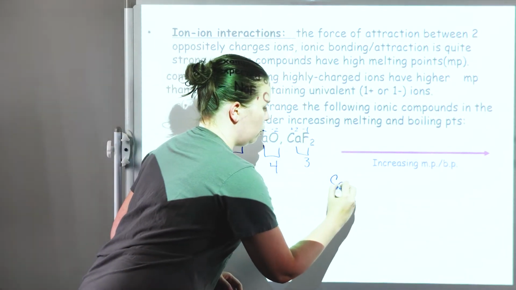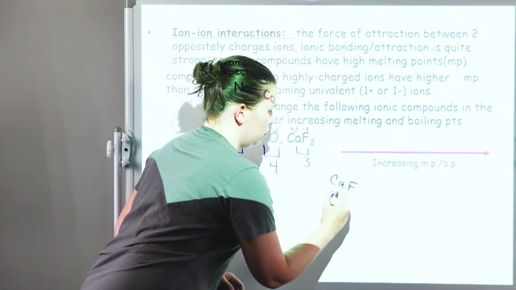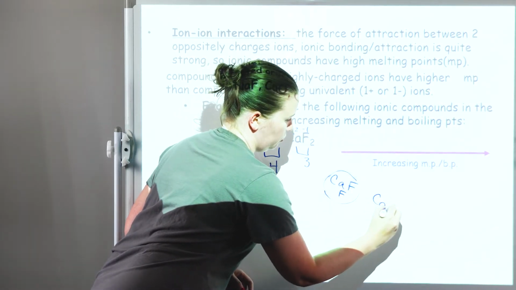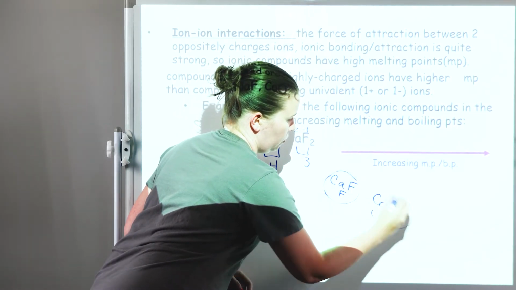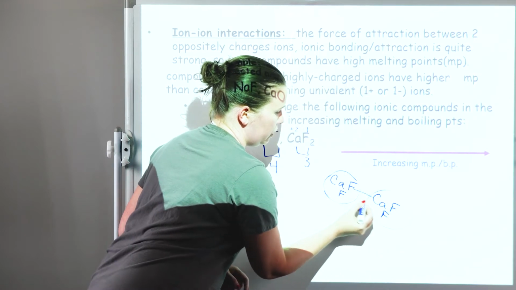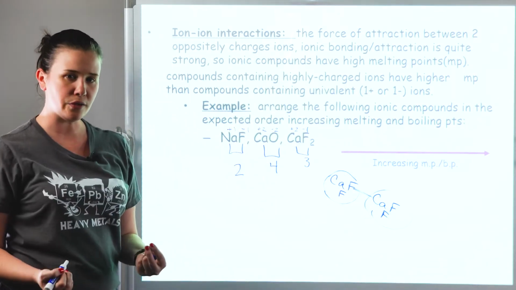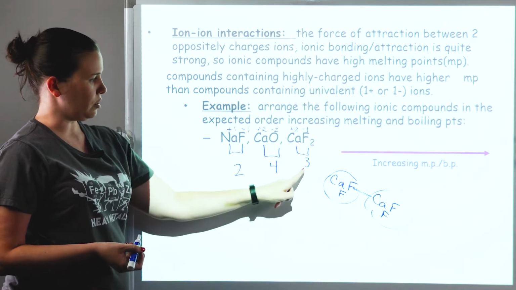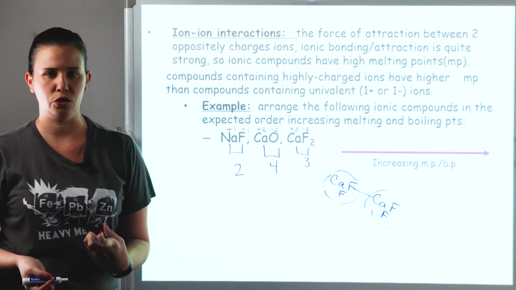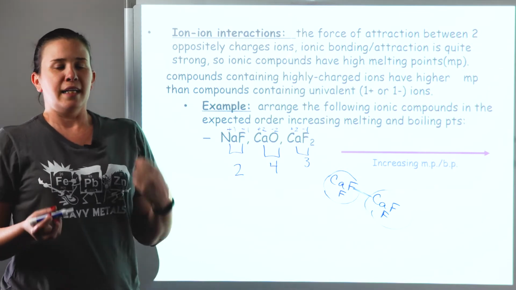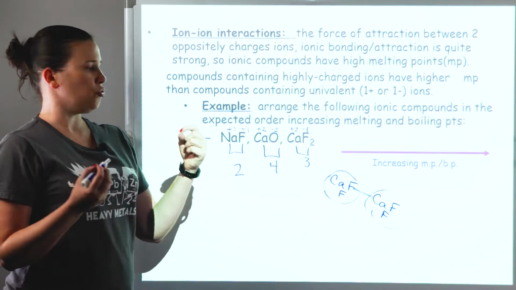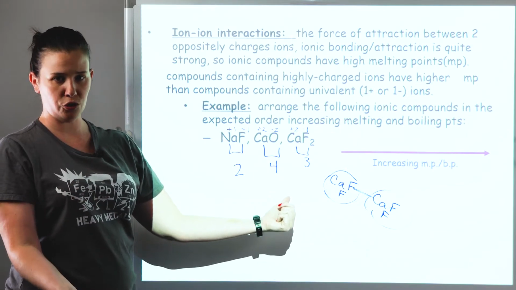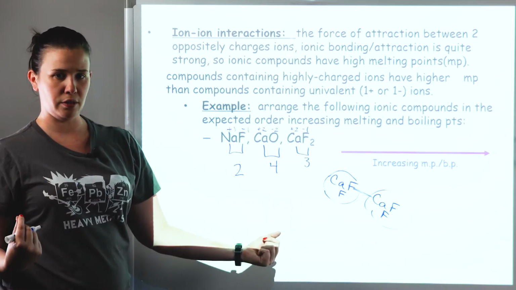Remember, these are actually intermolecular forces. So let's say I have calcium and 2 fluorines. It's the interaction between a single fluorine and a single calcium that I'm trying to look at the strength of. So I'm going to ignore the subscripts, and I'm just going to be looking at the difference in charges. Now, in an ion-ion interaction, the greater the difference in charge, the stronger the bond.